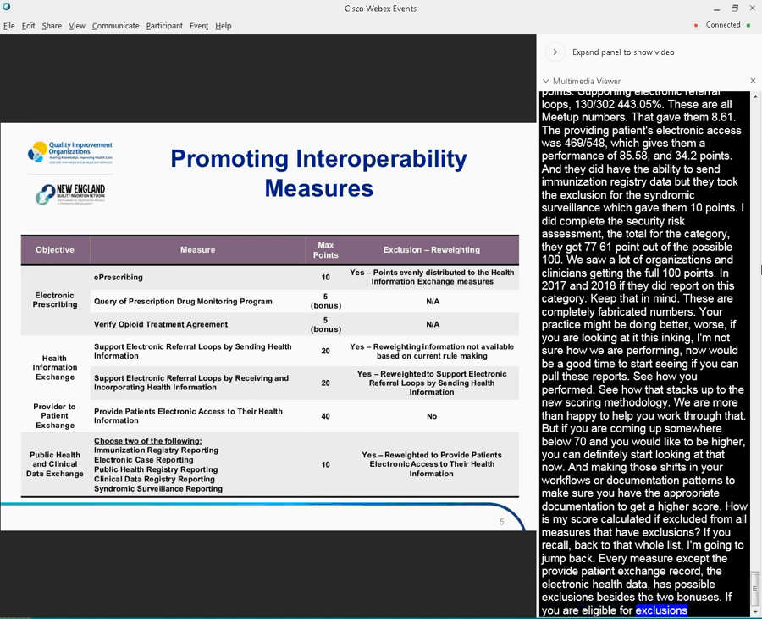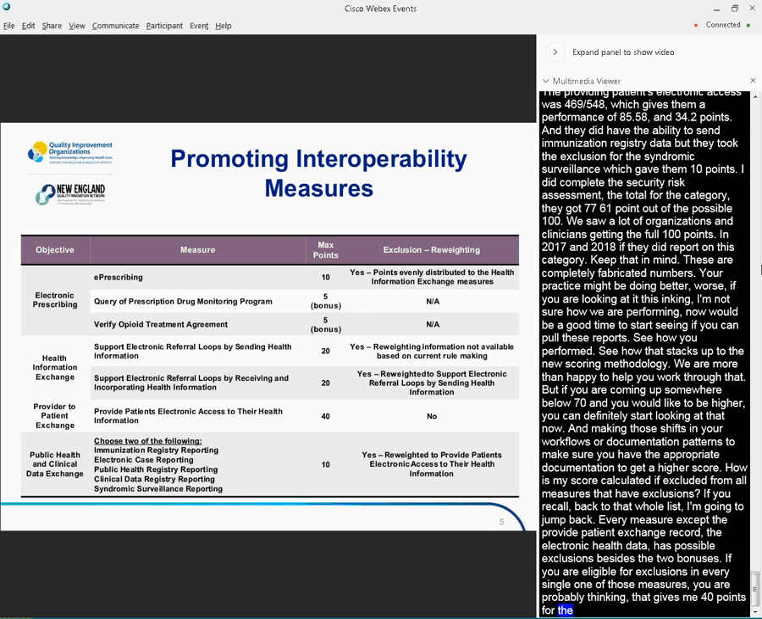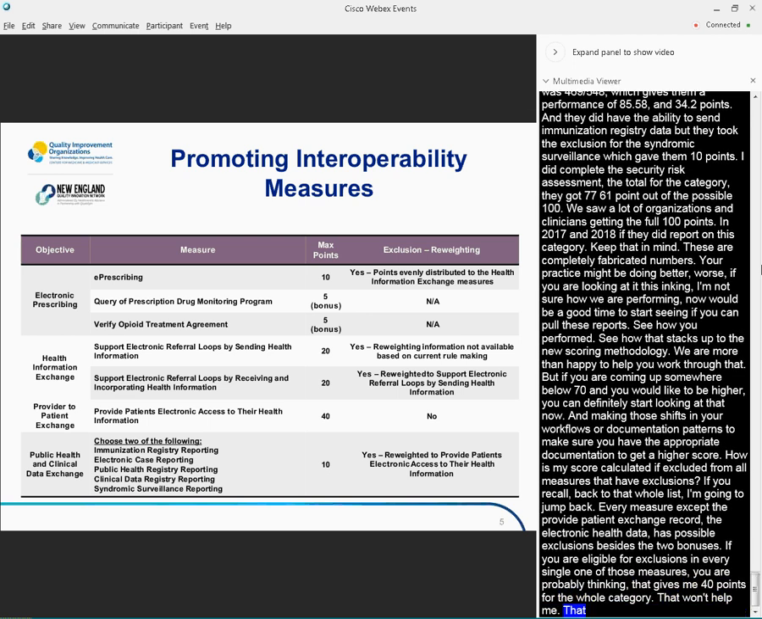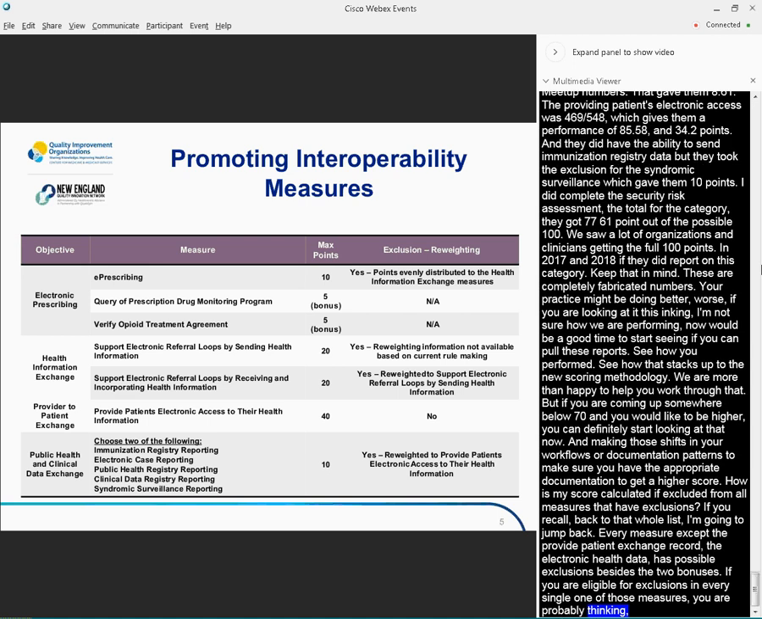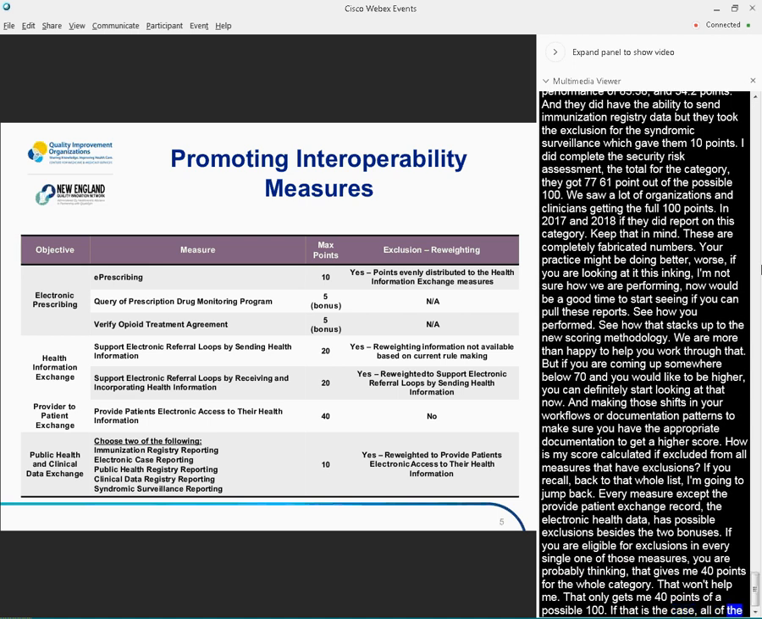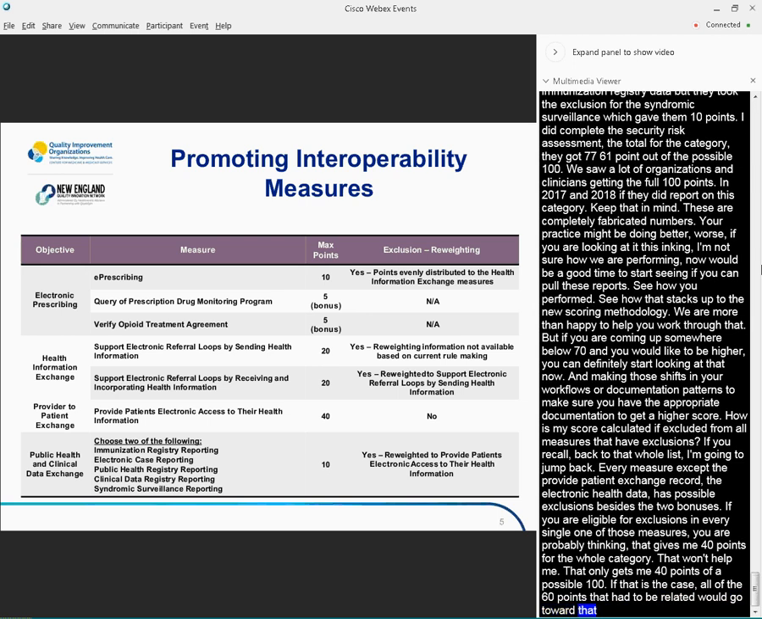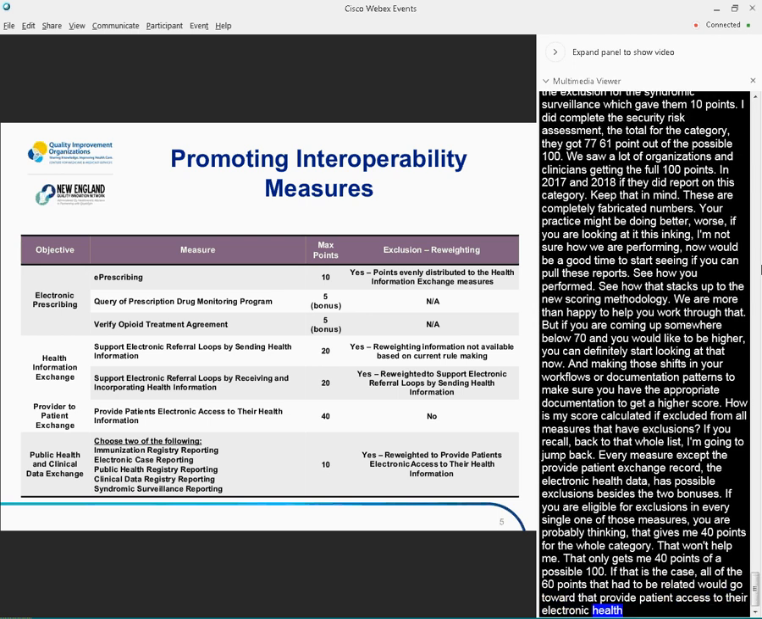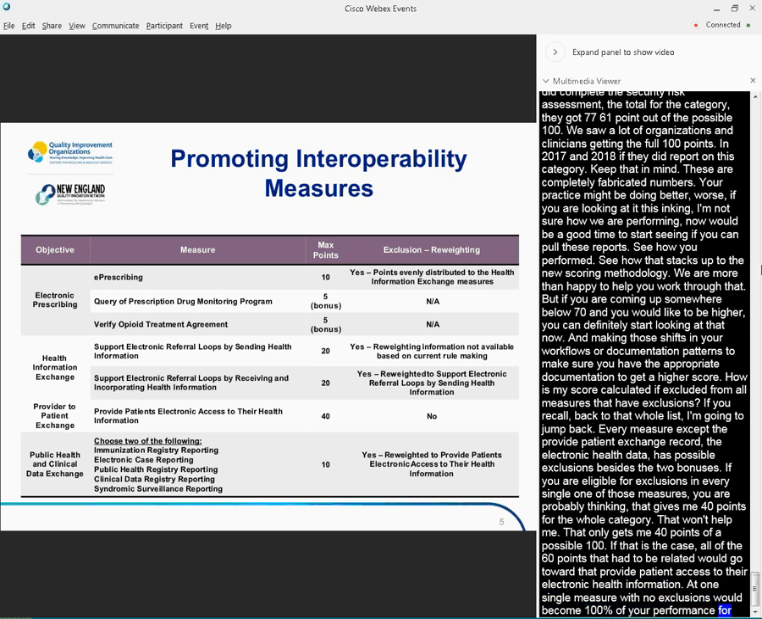well, geez, Leila, that gives me 40 points for the whole category. That's not going to help me. That only gets me 40 points of the possible 100. So if that's the case, then all of the 60 points that had to be reweighted would go towards providing patients access to their electronic health information. So that one single measure with no exclusions would become 100% of your performance for this promoting interoperability performance category. So just keep that in mind.